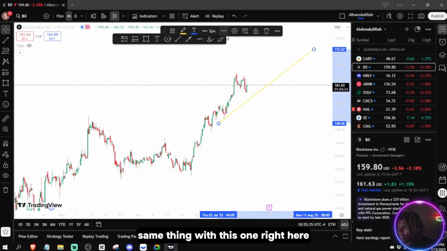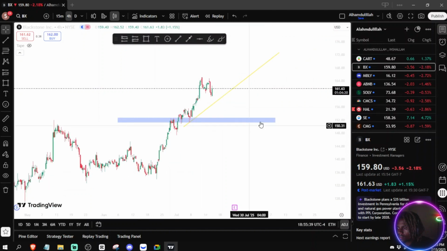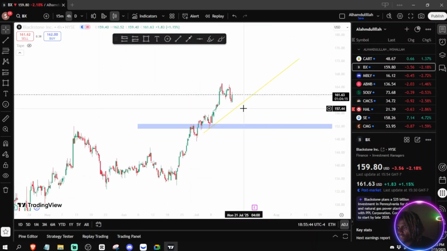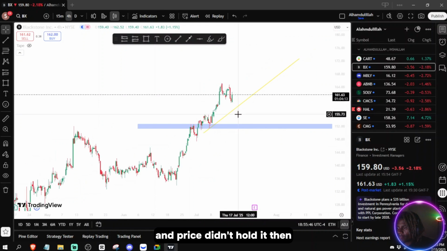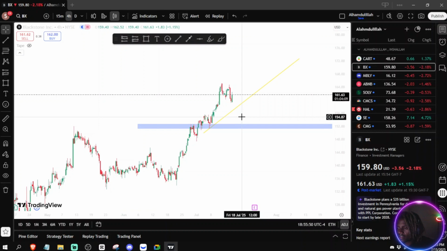Same thing with this one right here. Draw this box right here. If I saw price break this trend line and price didn't hold it, then I do believe price would want to go ahead and dump down. Okay.